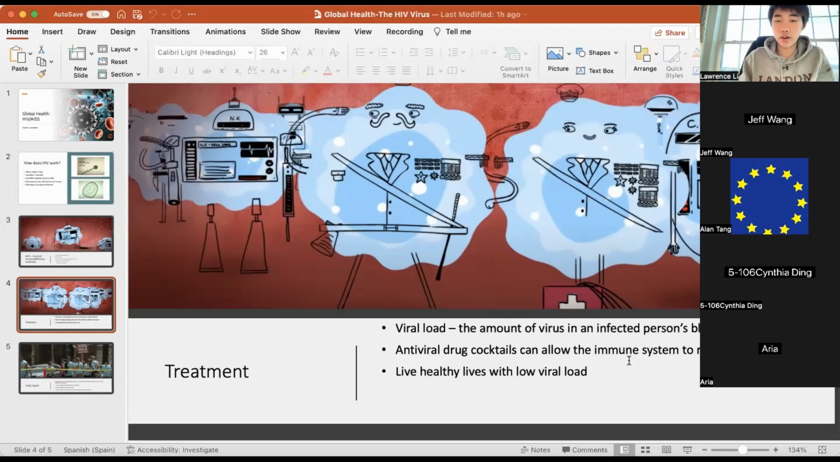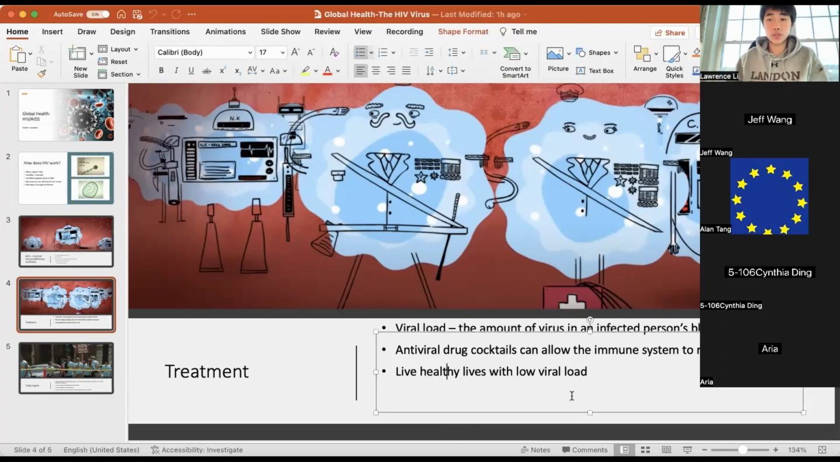A lot of these antiviral drug cocktails target the way HIV reproduces in the body. They try to really shut down the ability of HIV to reproduce. And if HIV cannot reproduce as well, then the viral load in the human body drops significantly to safe levels where this person can live a perfectly fine life. They do have to continue taking these antiviral drug cocktails.